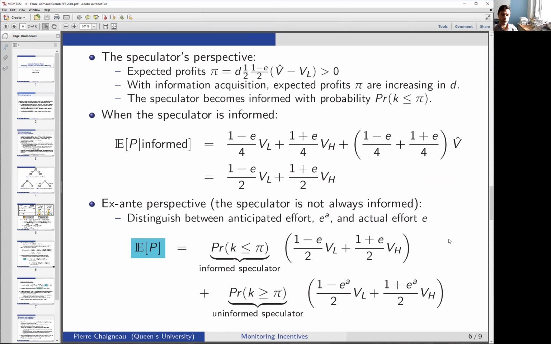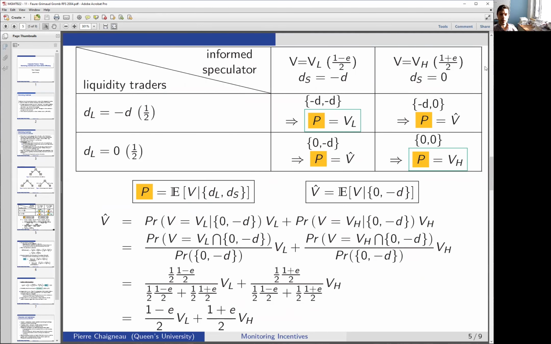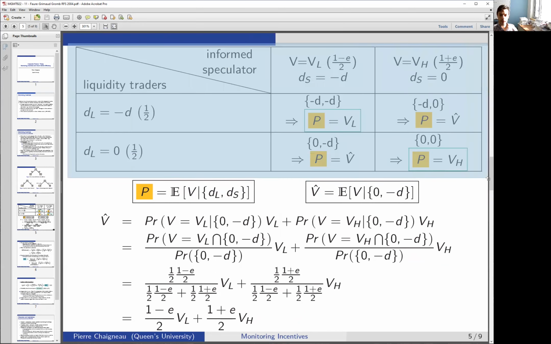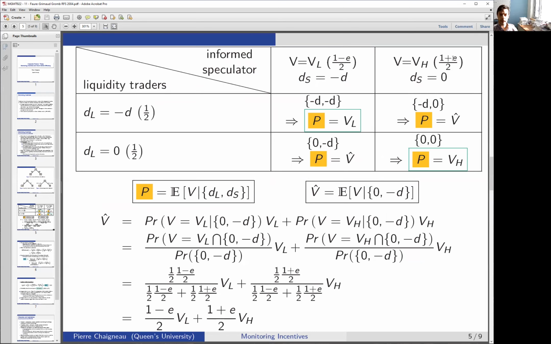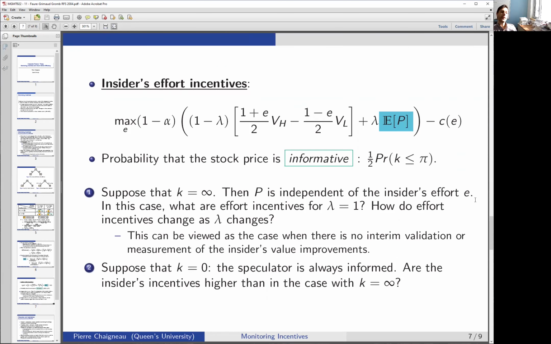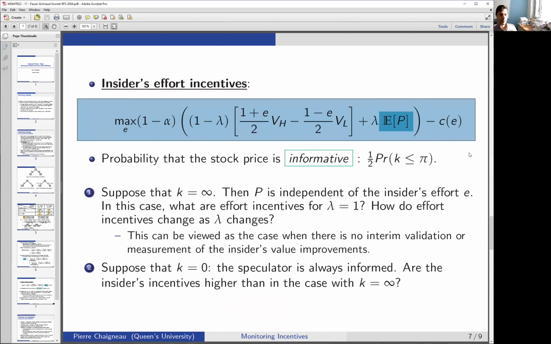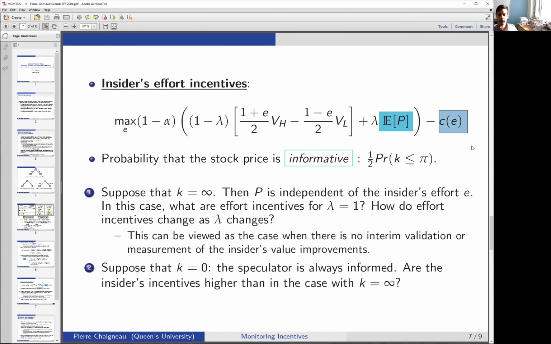The actual effort E of the manager is only going to matter when the speculator is informed and is going to engage in trading. So when the stock price is going to follow this distribution, that depends on the actual effort E chosen by the manager. And so now based on this, what are the insider's effort incentives? The insider is going to maximize his objective function by choosing the optimal level of effort E that maximizes this expression. Okay, so there's a cost of effort.